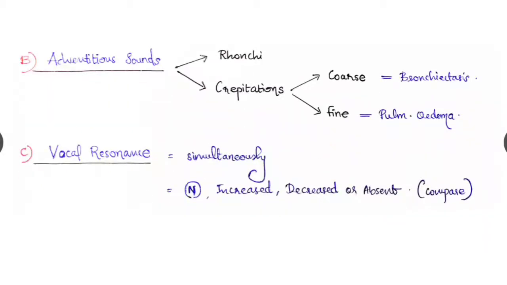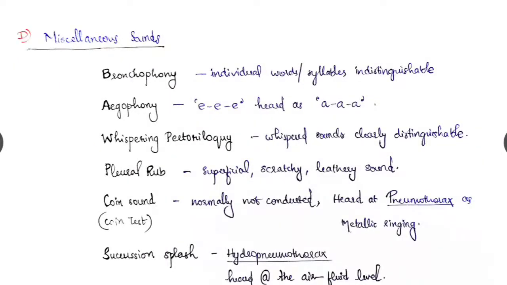And also vocal resonance we have to look at. Vocal resonance we have to check by asking the patient to say like 1-1 or 2-2. It can be normal, decreased, increased or absent, and that we have to compare on both sides. And finally, if we are getting some miscellaneous sounds, we have to note them.